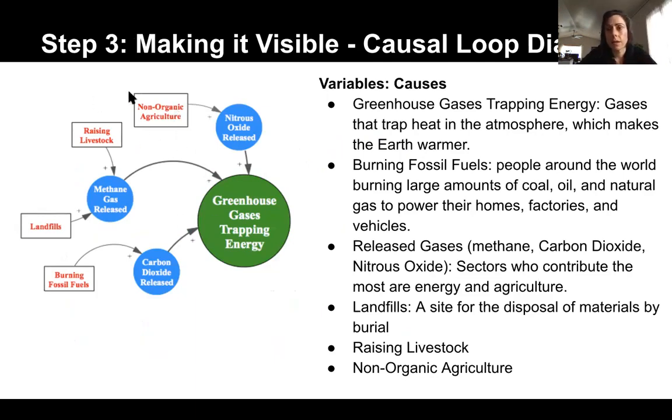So here's basically the way that the causal loop diagram works. For example, if the number of landfills goes up, the methane gas release goes up. As the methane gas release goes up, greenhouse gases go up. So you're showing that with these little positive signs. This little positive shows that if this one goes up, then the other one goes up. If it was a negative, it would be an opposite relationship. So as burning fossil fuel goes up, carbon dioxide release goes up. And as that goes up, greenhouse gases trapping energy goes up.